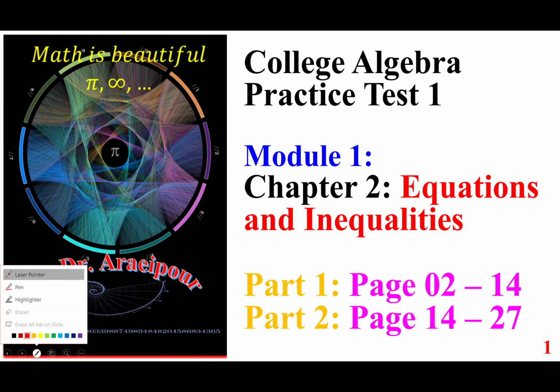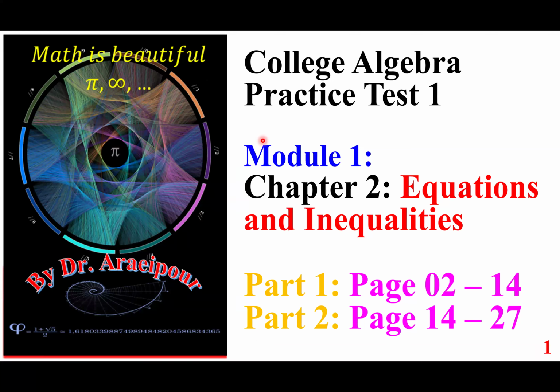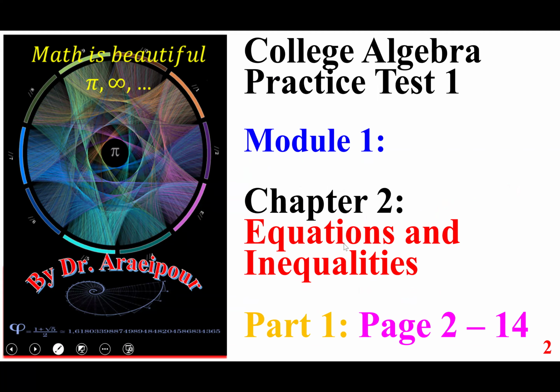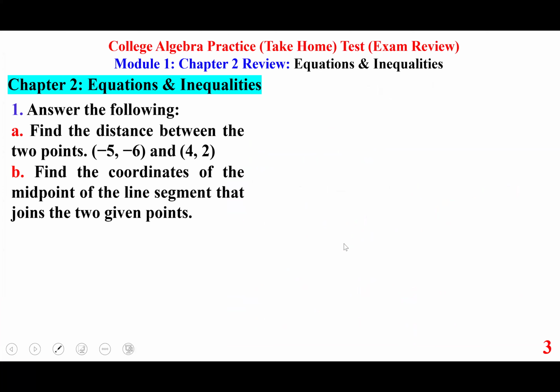Good morning, class. We are looking at the college algebra practice test, chapter 2, equations and inequalities. And here's the first part. All right, answer the following. Find the distance between 2 points, (-5, -6) and (4, 2). Also find the coordinates of the midpoint of the line segment that joins the two given points.